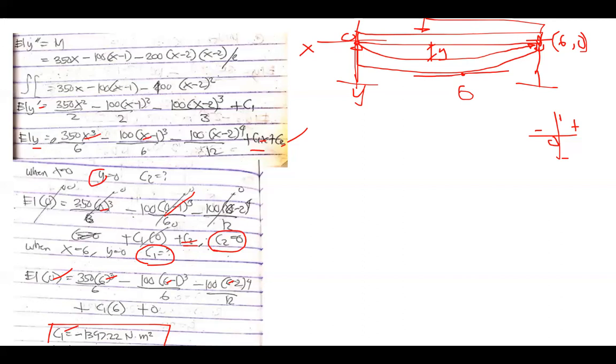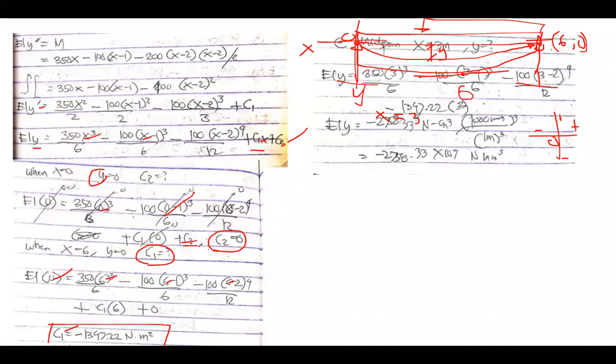Anong tinatanong? Mid-span deflection. If this is 6, the mid-span is when X is equal to 3. Okay? Pagka sinubstitute na natin yung X is equal to 3, makakompute na natin yung Y. Makakompute natin tong EI Y. Okay? This one is the property, modulus rigidity, property of a material.